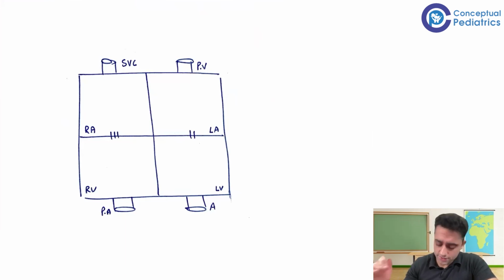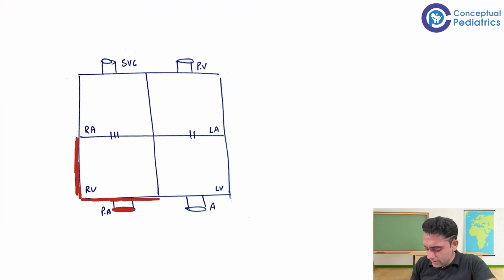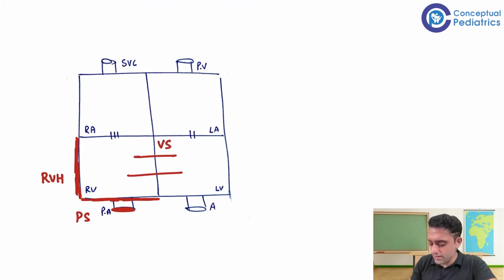Now, very importantly, tetralogy of Fallot. Let's do it again. We all know tetralogy of Fallot. We have right ventricular hypertrophy, we have pulmonary stenosis. So I'll write here right ventricular hypertrophy, pulmonary stenosis. We have a VSD, that is ventricular septal defect, and we have overriding of aorta. Now, one more thought process you must appreciate for exam purposes.